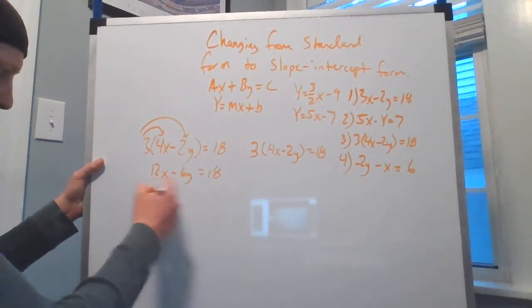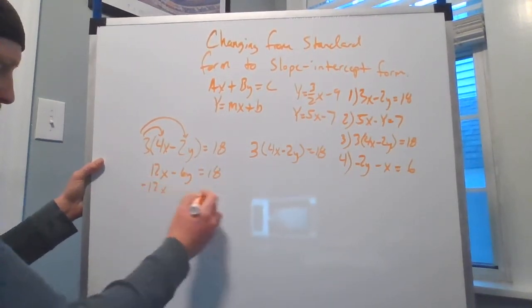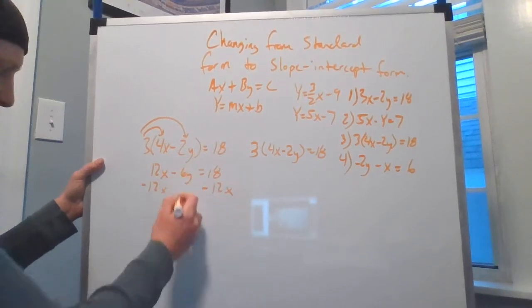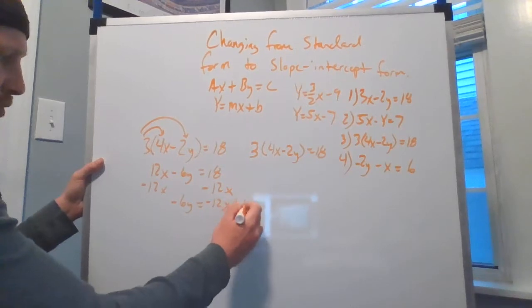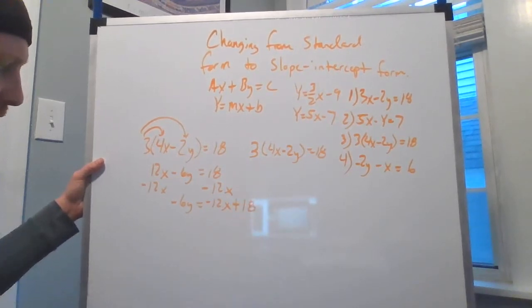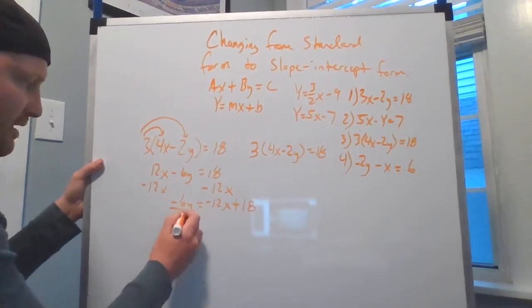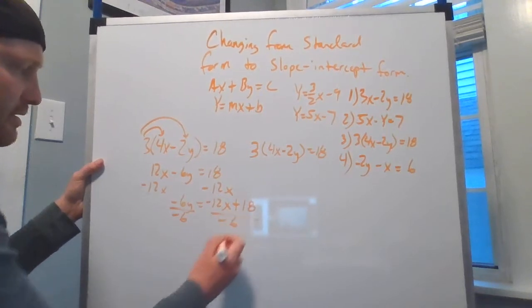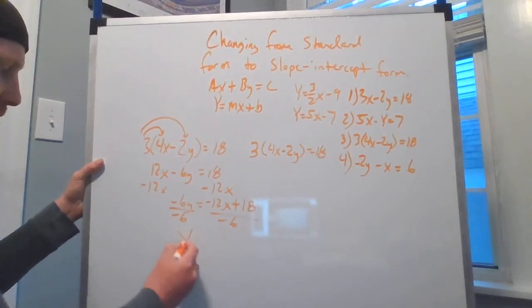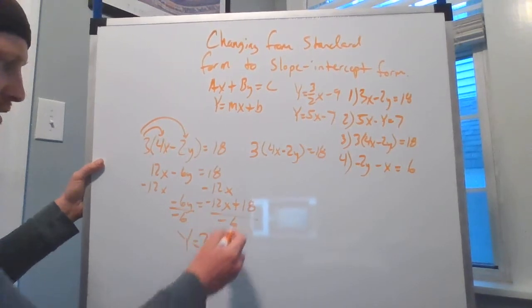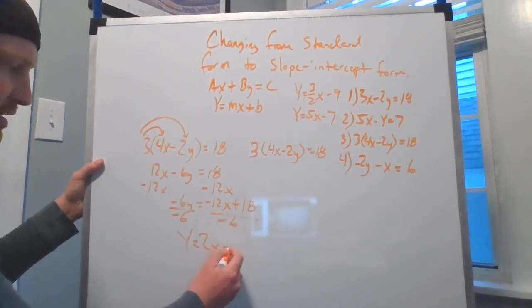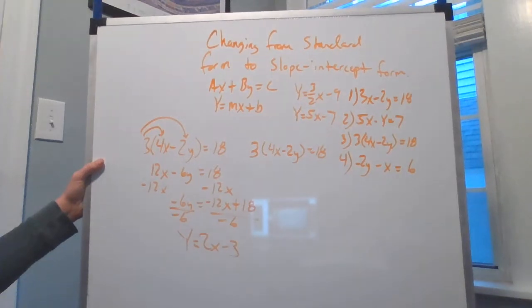Let's go ahead and solve it. Bring this over here, minus 12x to both sides. This is now a negative 6y equals negative 12x plus 18. Last but not least, divide that negative 6 out on both sides. Okay? And this is now y equals negative 12 over negative 6 is positive 2x. 18 divided by negative 6 is negative 3. That is one way to do it, and if this makes the most sense for you, by all means do it that way always. Here's another way to do it.